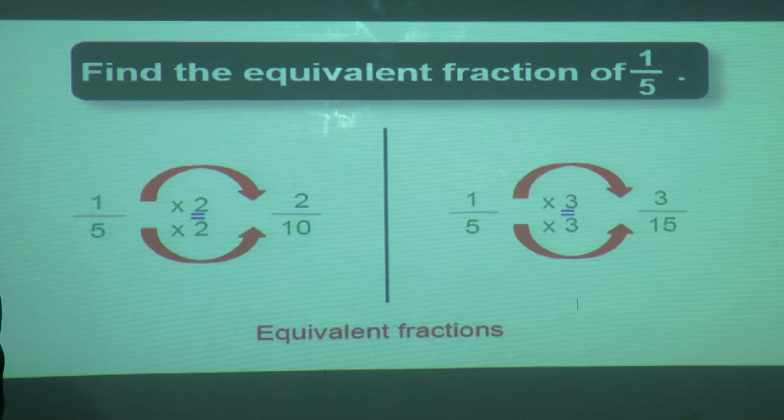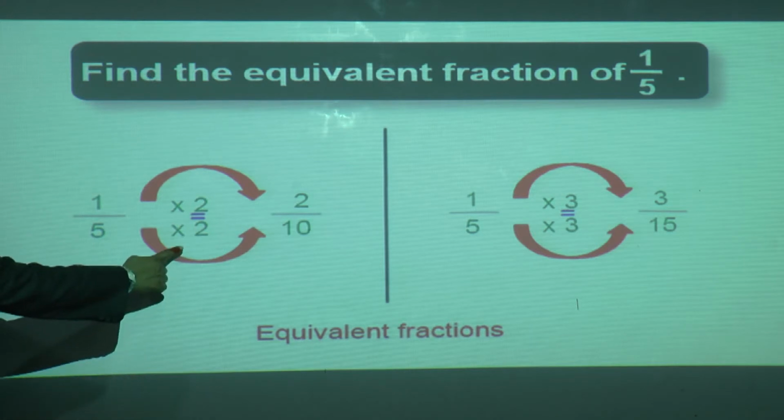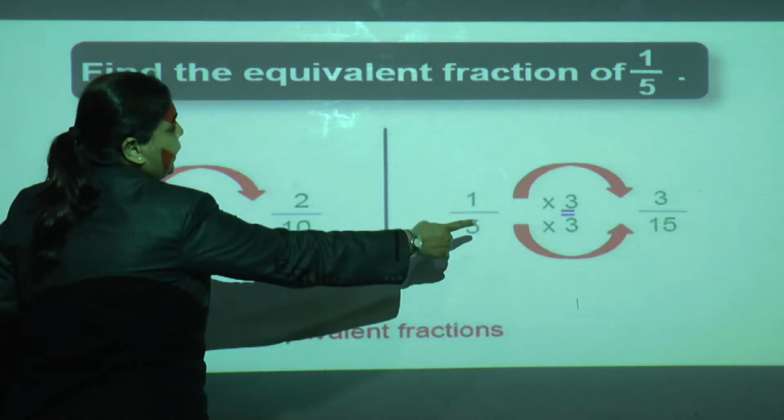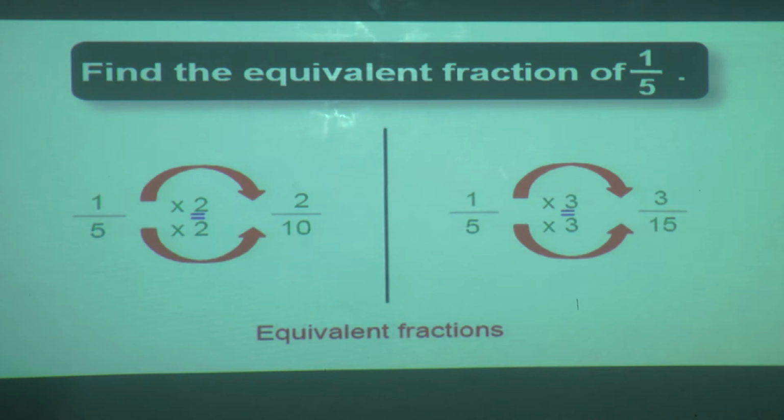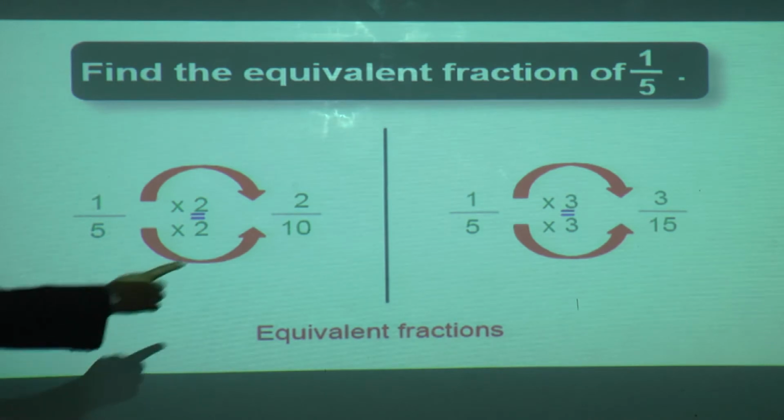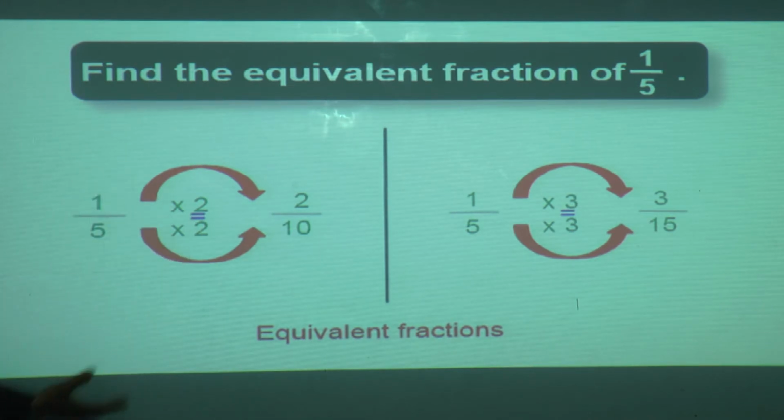Equivalent fractions means all the fractions we are getting will be equal to the given fraction; that is known as an equivalent fraction. So here we started with a multiplication by 2, then we can go for the multiplication by 3. In this way, if you want more equivalent fractions, you can multiply by 4, you can multiply by 5.